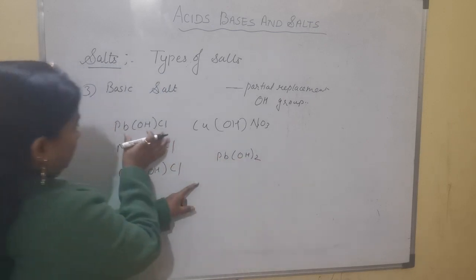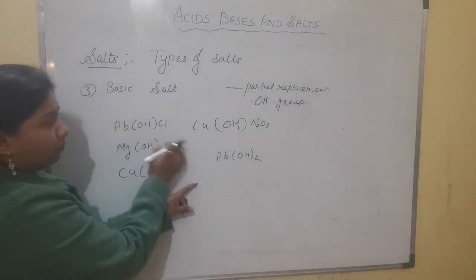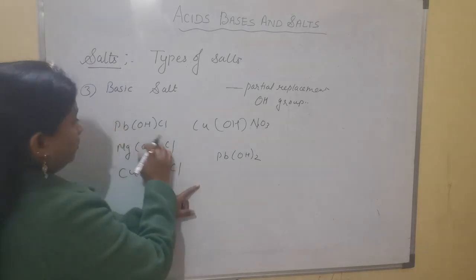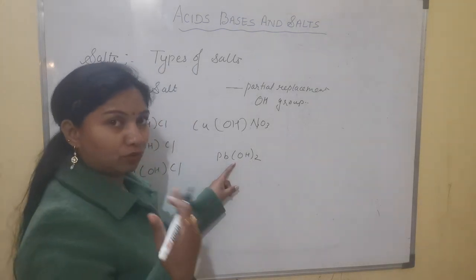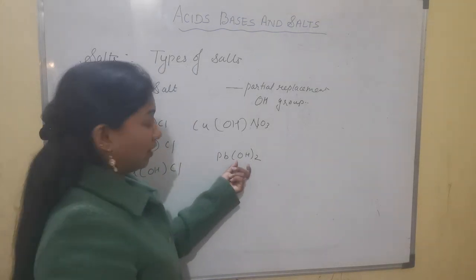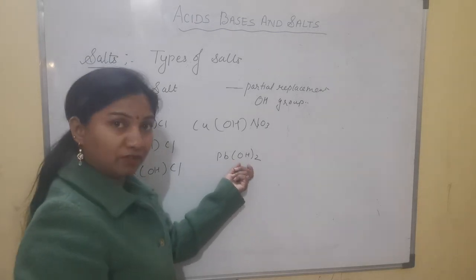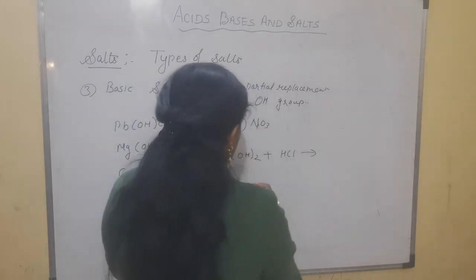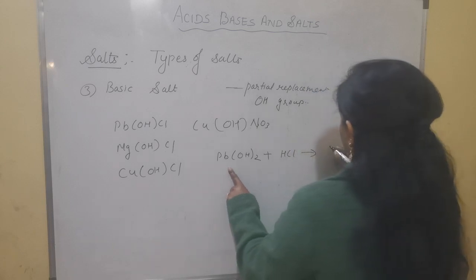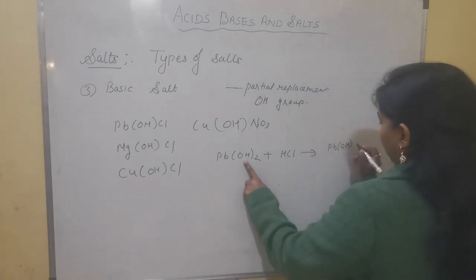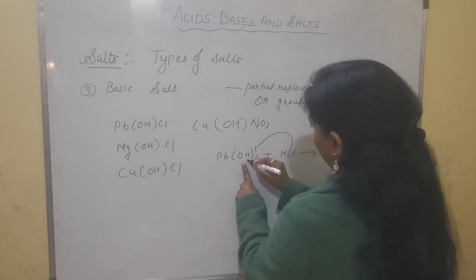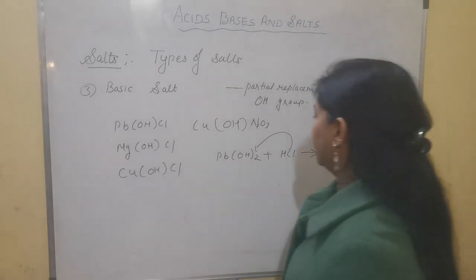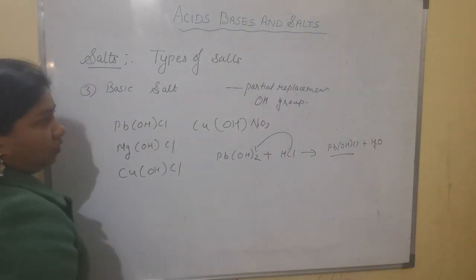Pb(OH)2. This basic salt, basic lead chloride, is formed from lead hydroxide, which contains two OH groups. To make partial replacement, you have to take a compound having more than one hydroxyl group. This is a base, and react it with an acid. So what will you get? Pb(OH)Cl. This Cl will come here and one OH will get removed as water. So this is basic lead chloride, a basic salt.